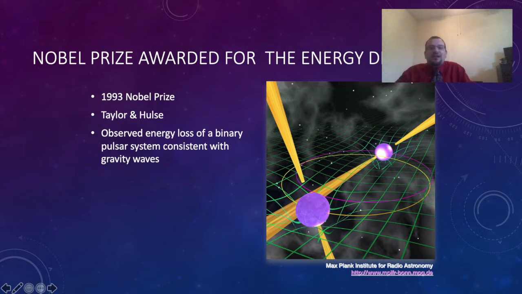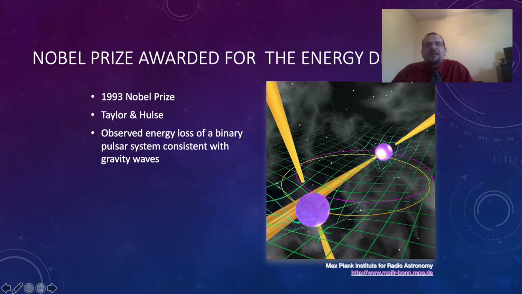So in 1993, Taylor and Hulse were looking at a pair of pulsars. Now, pulsars give off light at very distinct pulses, and they are actually the best clocks in the entire universe. But when looking at these pair of pulsars that were orbiting each other, they noticed that they were slowing down. That meant that they were losing energy.